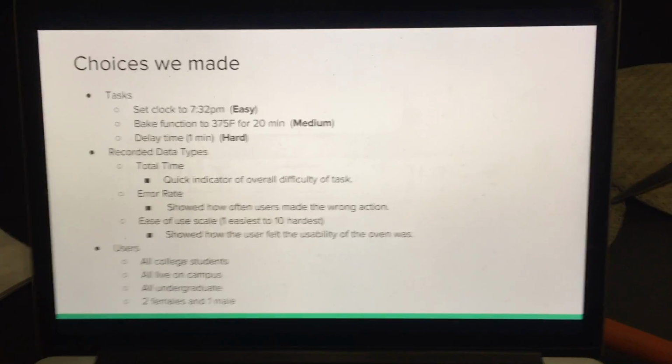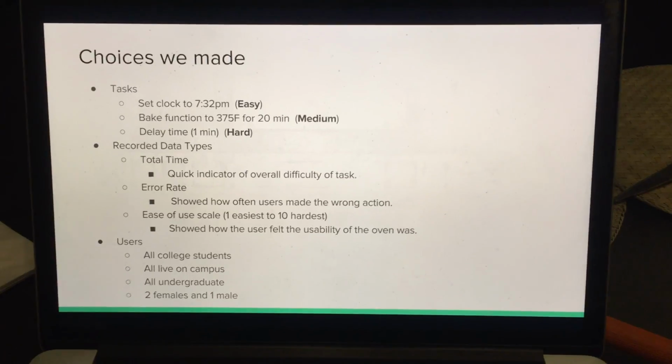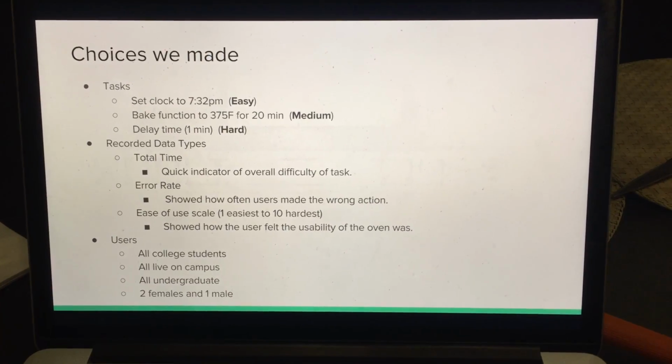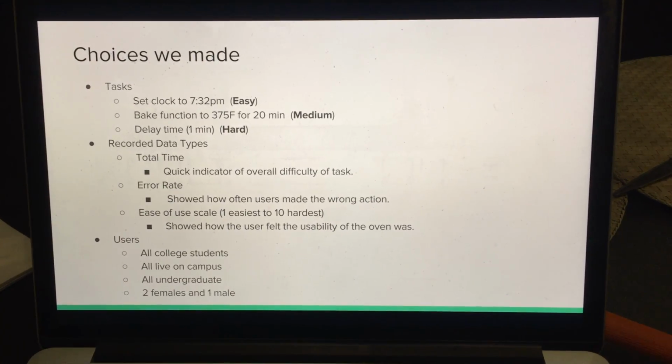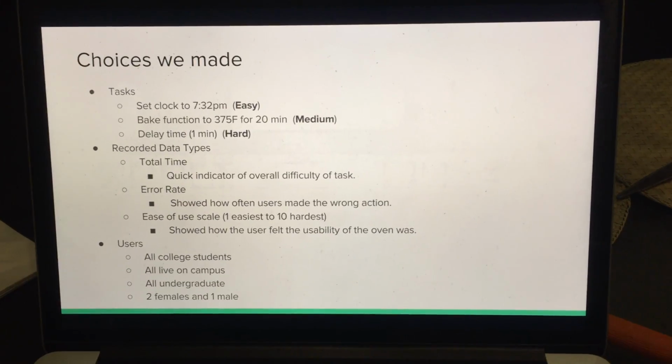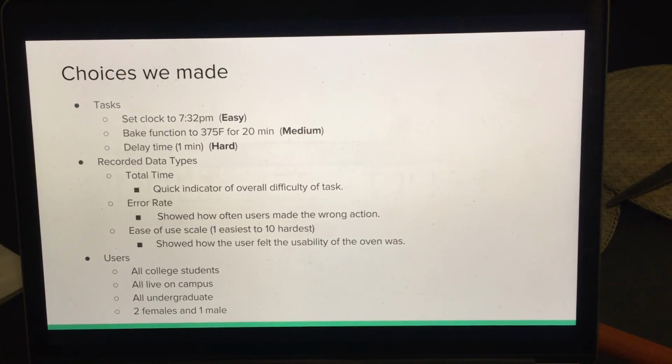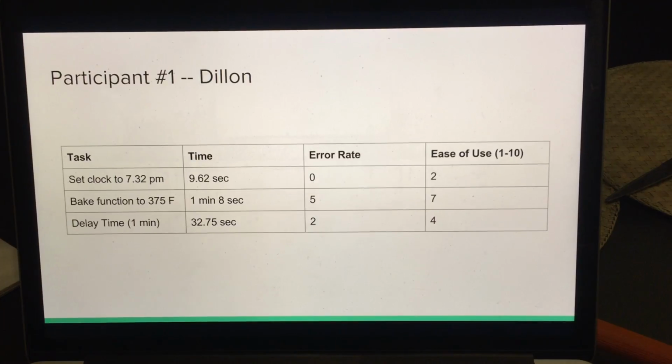And then the data that we recorded is the total amount of time, the error rate, and the ease of use provided by the actual user. All of our users were college students, they all lived on campus, they're all undergraduates, 2 of them were female and 1 of them was male.